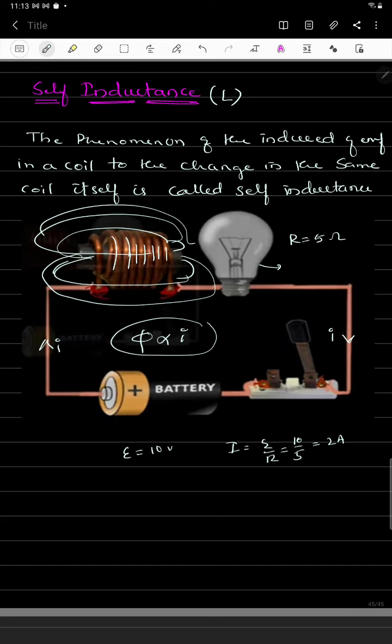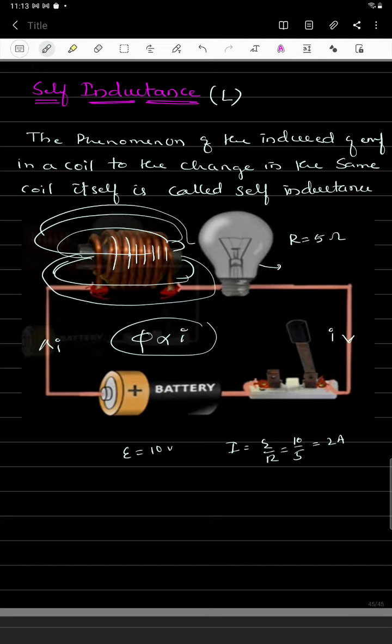I will read that expression. If I close the key, the current in the circuit rises from 0 to maximum in a certain finite time, and the magnetic flux linked with the coil also increases. As a result, an EMF is induced in the coil. This EMF opposes the growth of the current in the coil.